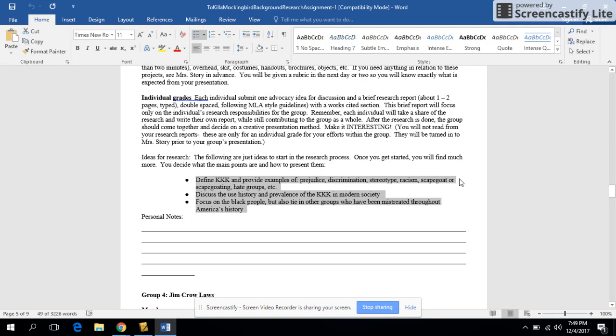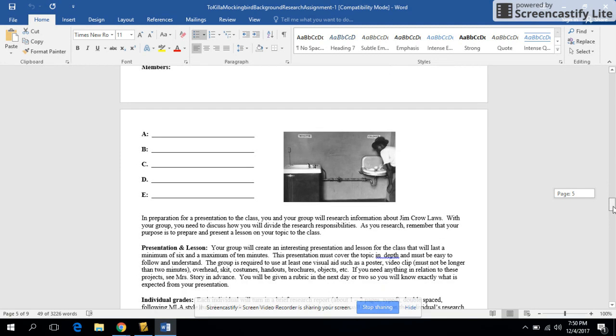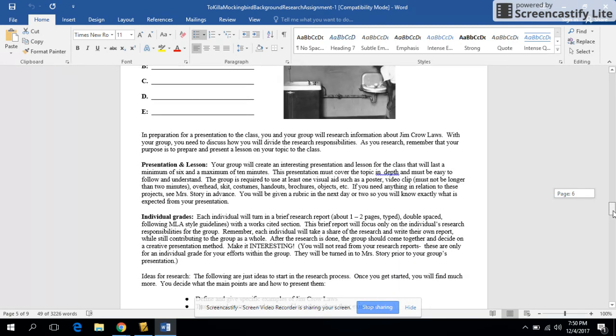These terms, in this case, this one is one of the ones that have terms that need to be defined: prejudice, discrimination, stereotype, racism, scapegoat or scapegoating, hate groups. Talk about this and research some of that stuff. Jim Crow laws. The pictures give you a clue.